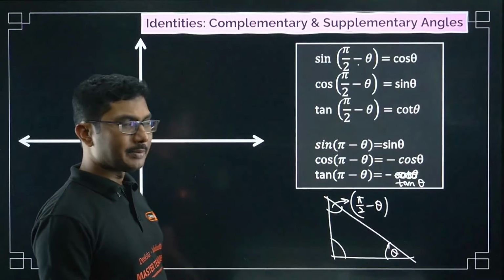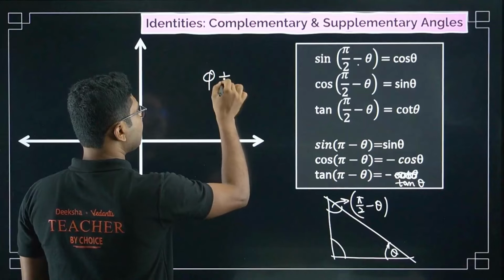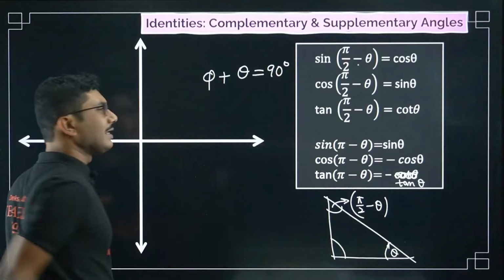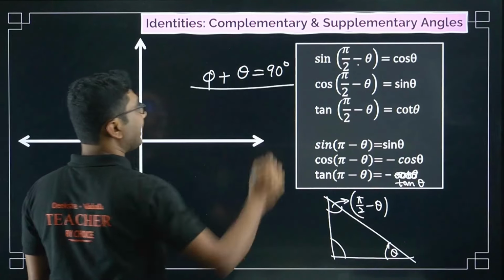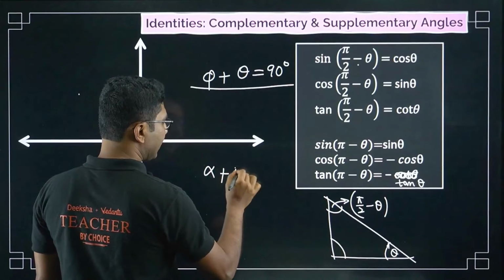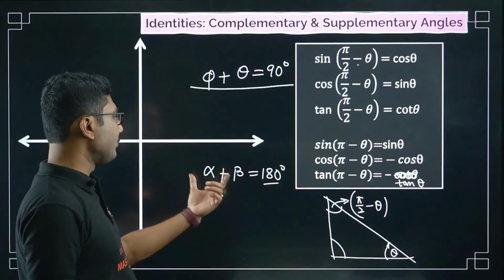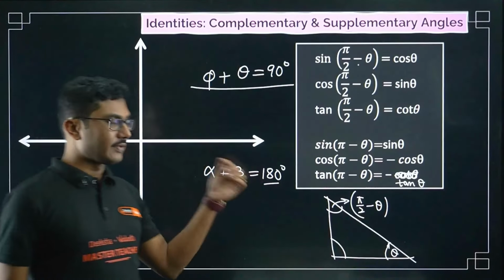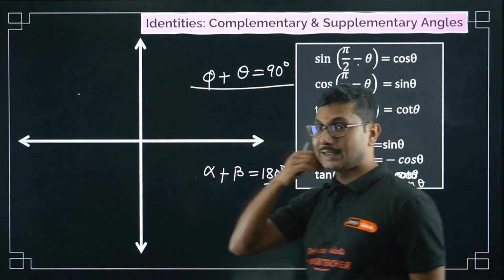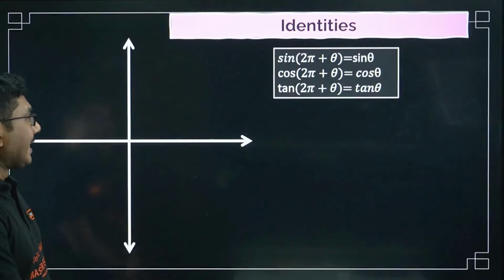Okay, complementary and supplementary. This angle is called supplementary. If you add two angles, theta plus phi, and if you get 90 degree, then theta and phi are called complementary angles. Supplementary angles means, suppose you add two angles, alpha plus beta, and if you get 180 degree, 180 degree means pi. So if you add two angles and get their sum as 180 degree, they are called supplementary angles, and if you get 90 degree, they are called complementary angles.